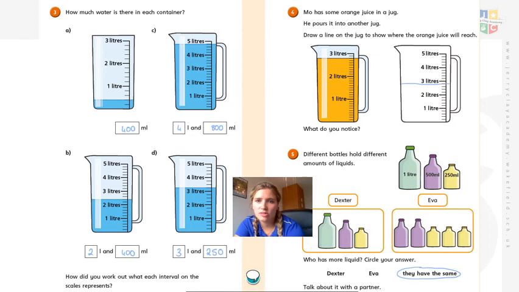Mo has some orange juice in a jug. He pours it into another jug. Draw a line. Because the increments are different, we should have first worked out how much was in the first jug, which was 2 litres and 800 millilitres. When we had a go at doing it on the other jug, we first needed to work out what the increments were going up in. They were going up in 200 millilitres, so this is where your line should have been drawn. Even though it looks like there's less orange juice, that's because the increments are going up in bigger amounts.